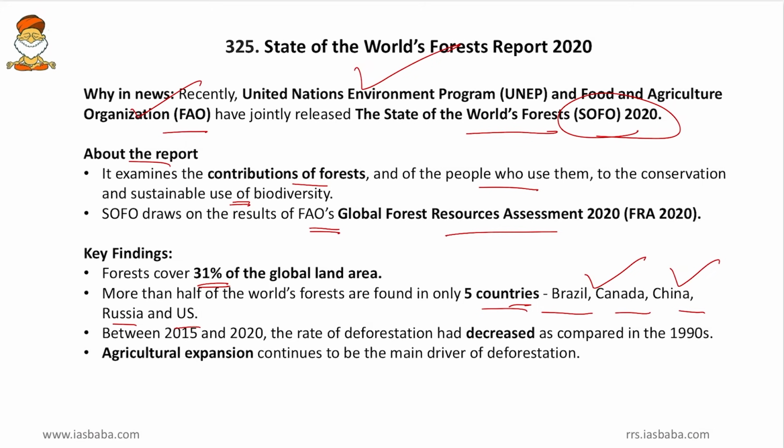And then between 2015 and 2020, the rate of deforestation decreased as compared to the 1990s. So this decrease is to be remembered. Actually, as the trend is going on, as industrialization is going on, it should increase, but it is decreasing due to various environmental efforts. Then agricultural expansion continues to be the main driver of deforestation. So it is agricultural expansion, not industrialization, which is driving the deforestation.